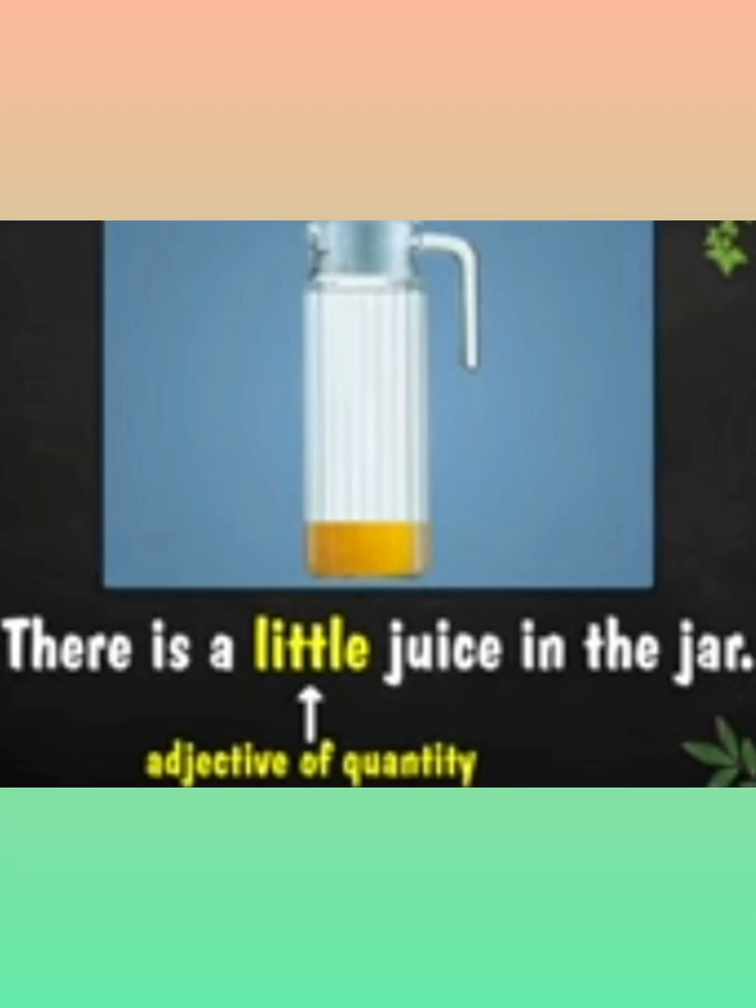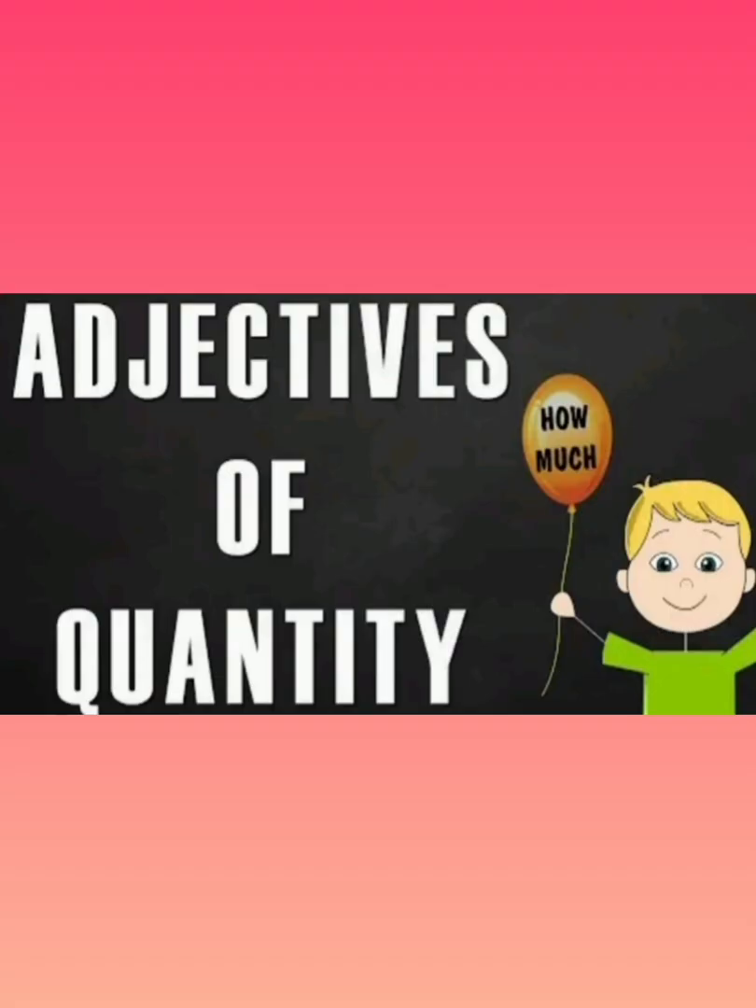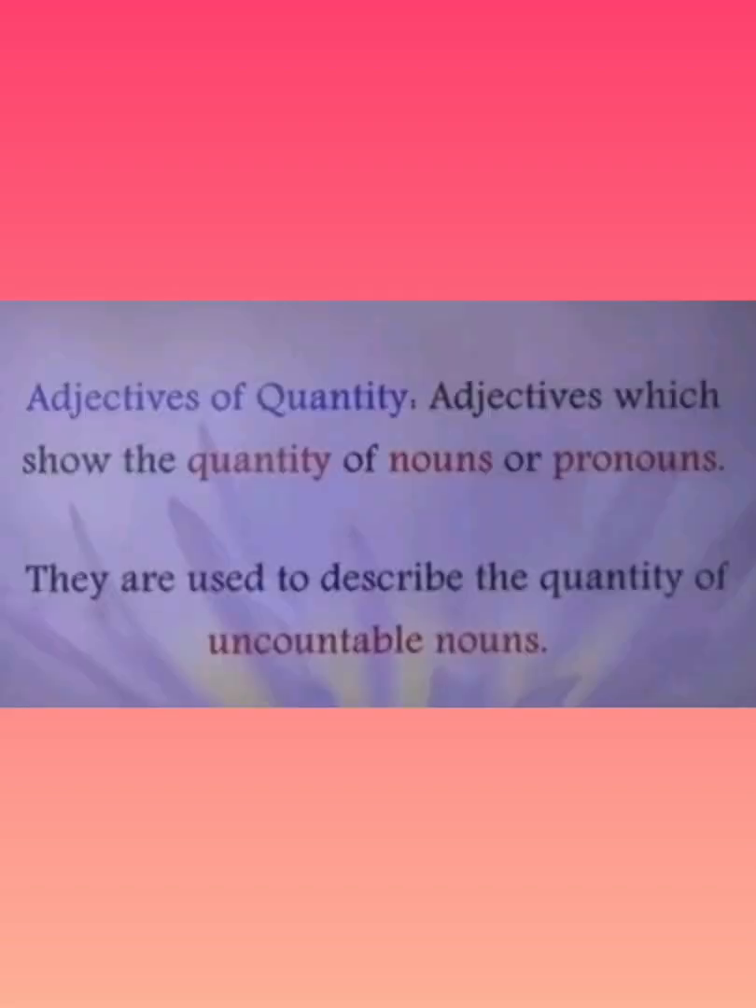So, we have to remember that adjectives of quantity answer the question how much, and to identify them, first we have to pick out the noun in the sentence and then find out the word which describes and tells us about the quantity of that noun by answering the question how much.